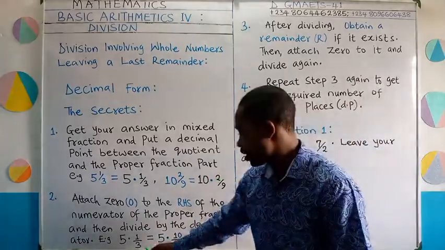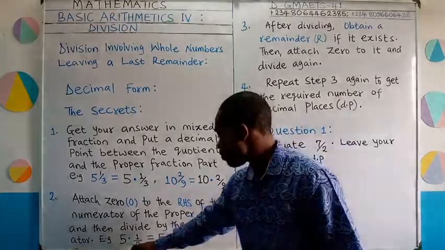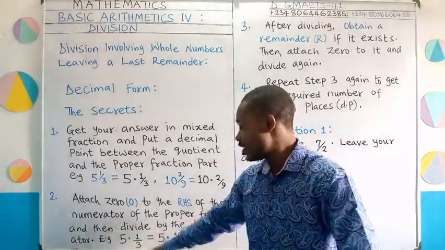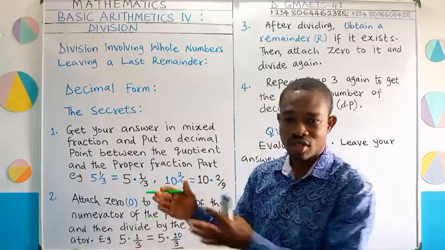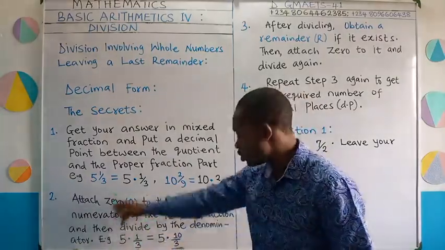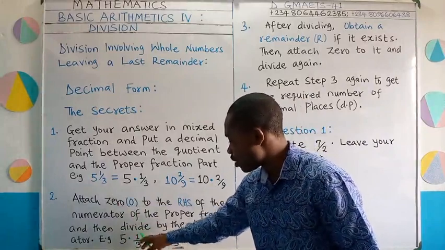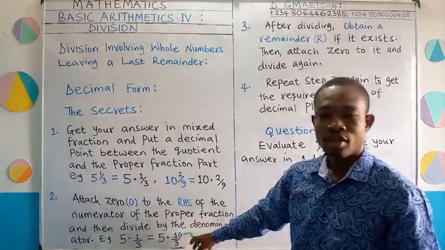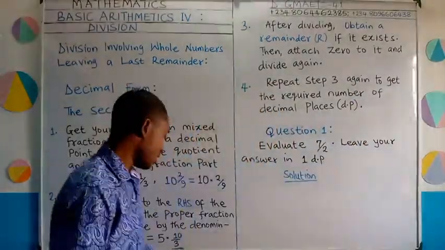Now I gave you an example here to help you understand what point 2 is talking about. I have 5.1 over 3. Of course, this is from 5 whole number 1 over 3. Put a point between the quotient and the fraction part. Then point 2 is telling you to attach 0 to the right hand side of the numerator of that fraction. Putting this 0 is like 10 over 3 now. Then you divide it by the denominator 3.